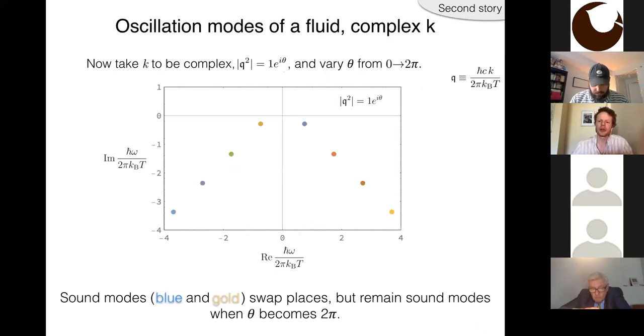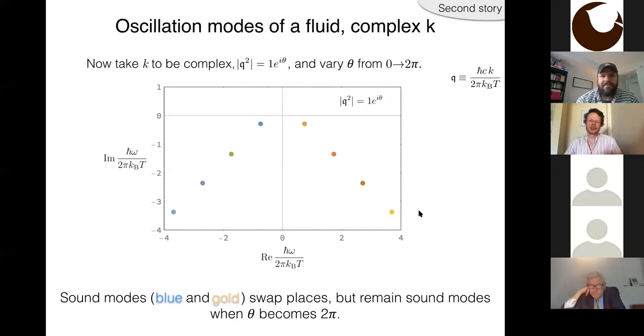Okay. So what you're looking at is exactly the same picture where the wave vector is real, and now I want to make it complex. So what I'm going to do is take my wave vector and add a phase to this q squared. And this is the picture that you see when the phase is equal to 0. Now I'm going to change this phase from 0 to 2 pi. And as I change the phase from 0 to 2 pi, the dots, the modes of my fluid, are going to move in the complex plane. And as the phase changes from 0 to 2 pi, what you see is like that.